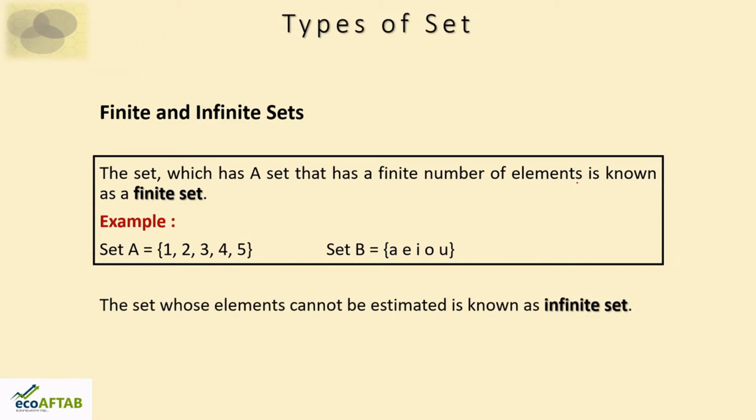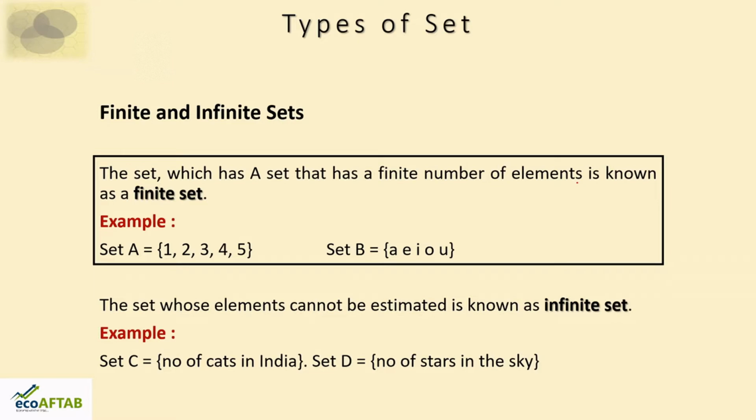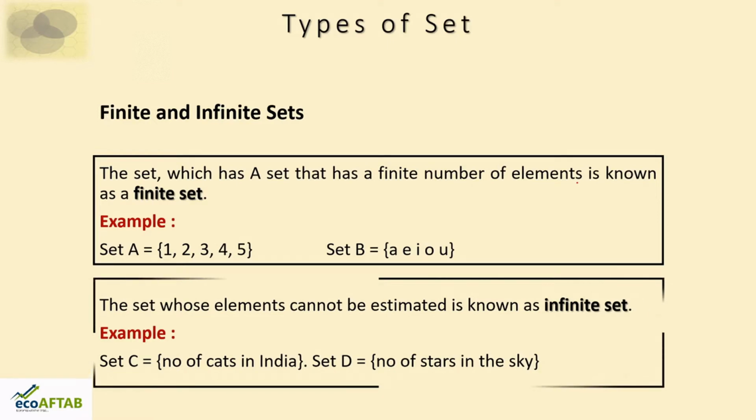Next is the set whose elements cannot be counted, known as an infinite set, or the set where we don't know the cardinality is called an infinite set. Example, set C, number of cats in India. Do you know how many cats are there in India? No. Set D, number of stars in the sky. Can you count the number of stars in the sky? No. So this type of example comes under the category of infinite set. So this is one more type of set, finite and infinite sets.